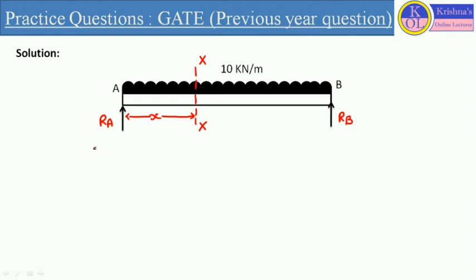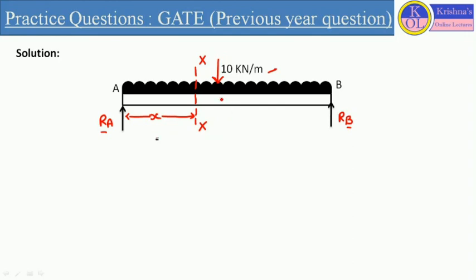Now, if you don't remember the formula, first we will define the reactions RA and RB from the beam. Here we have an external load applied vertically downward over this complete beam, that is a uniformly distributed load. But the point of application of this load we will consider at the midpoint.